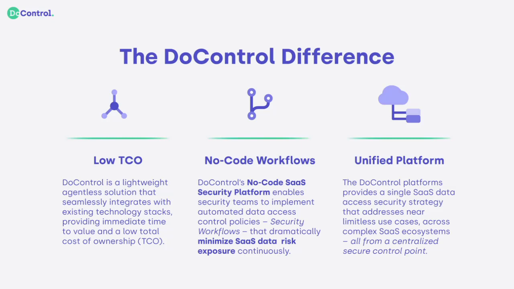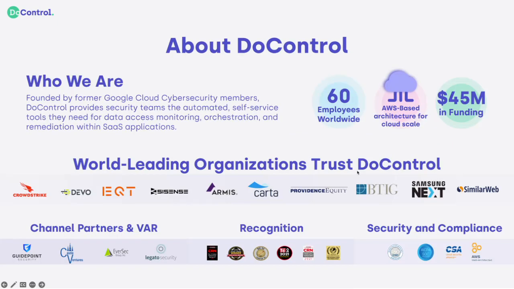And then lastly, it's a platform, right? So it's a single SaaS data access security strategy that can address a wide variety of different use cases, and it's centralized, right? You've got all these different SaaS applications. On average, enterprises use upwards of 200 different applications. So we want to be able to secure access from a centralized control point, and that's what we do at DoControl.